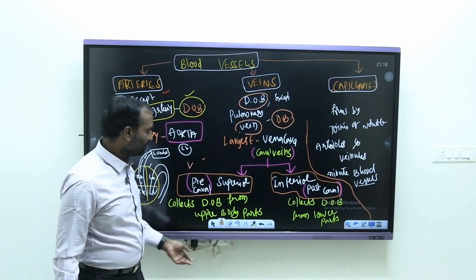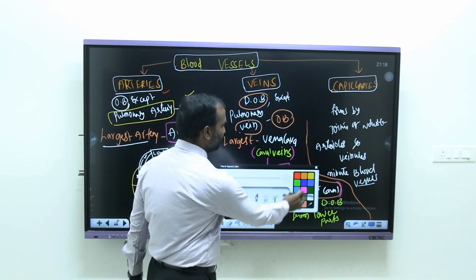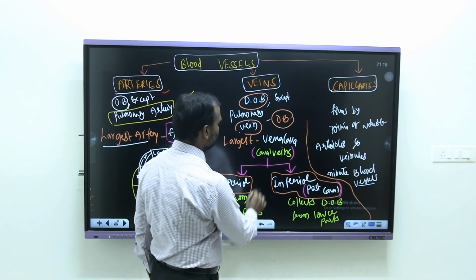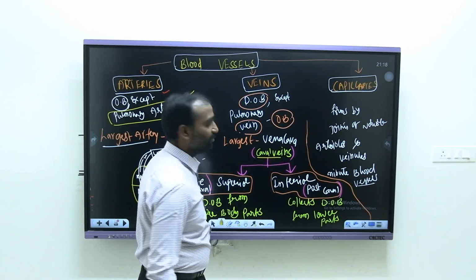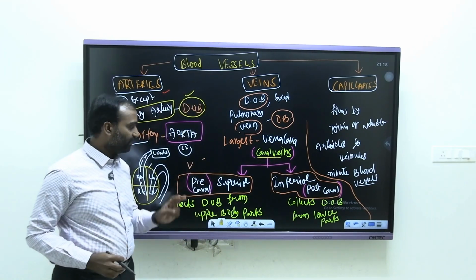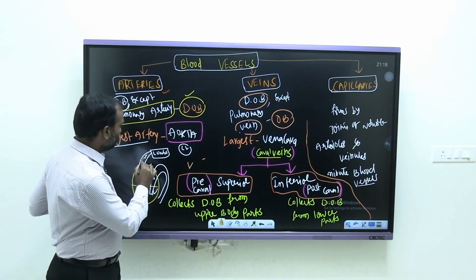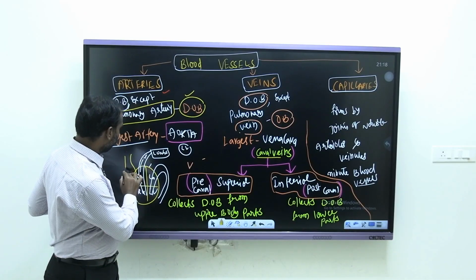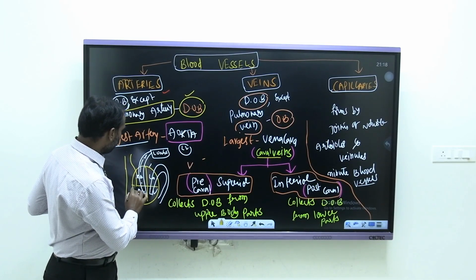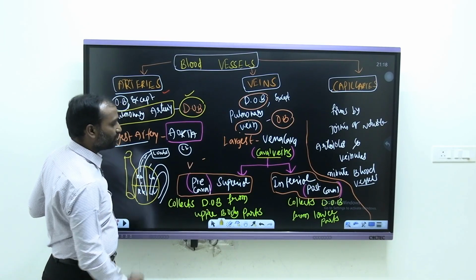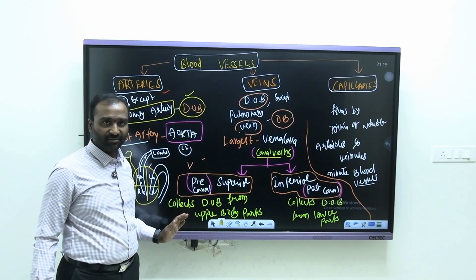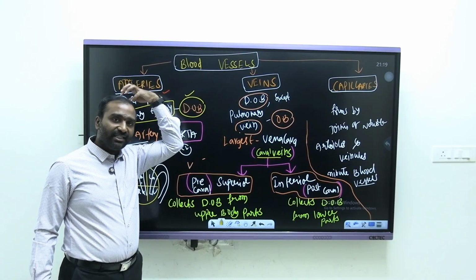Vena cava is also called what? Caval veins. So these caval veins, two are there. One is superior, just as I told you now, upper one is superior, lower one is what? Inferior. So the superior vena cava collects the deoxygenated blood.